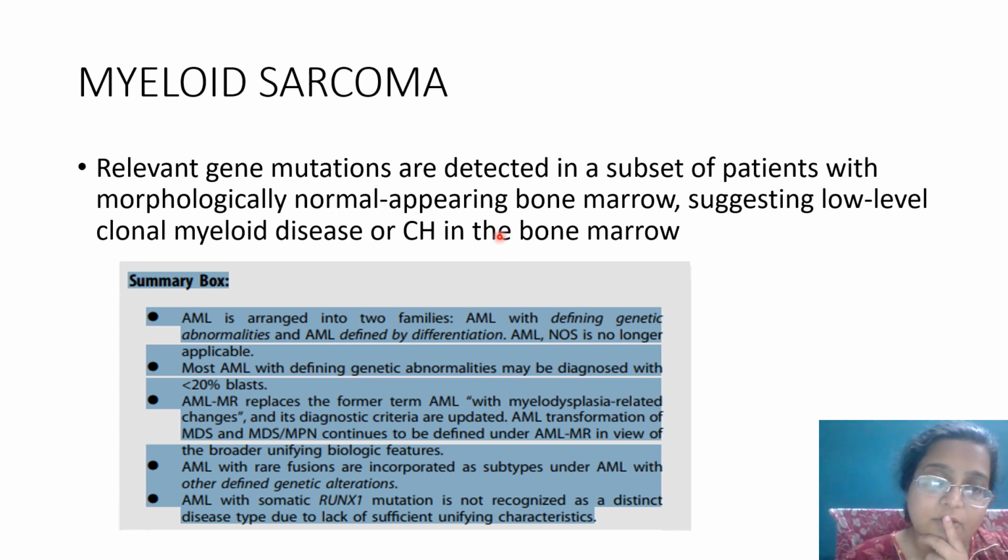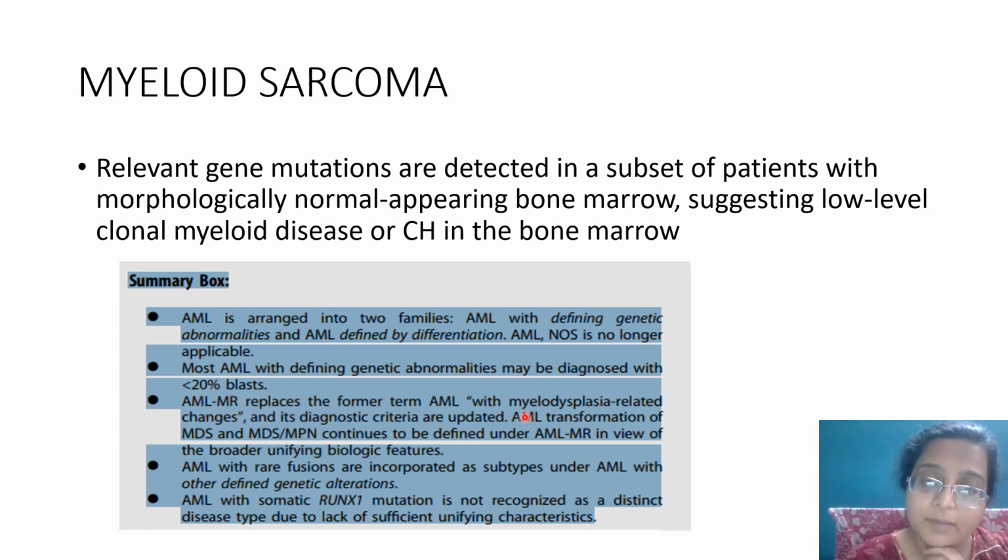And then myeloid sarcomas, this is the last slide. Relevant gene mutations are detected in a subset of patients with morphologically normal appearing marrows, suggesting low level clonal myeloid disease or CH in the bone marrow. So what is the summary? AML is arranged into two families, with defining genetic abnormality and defined by differentiation, and AML NOS is no longer applicable. Most AML with genetic abnormalities should have or can have less than 20% blasts.